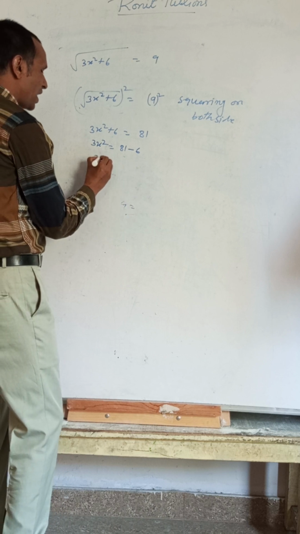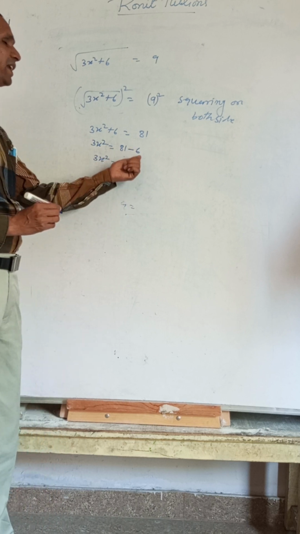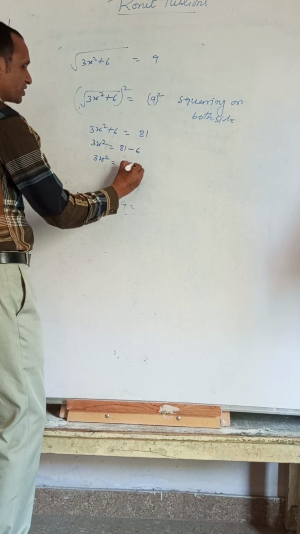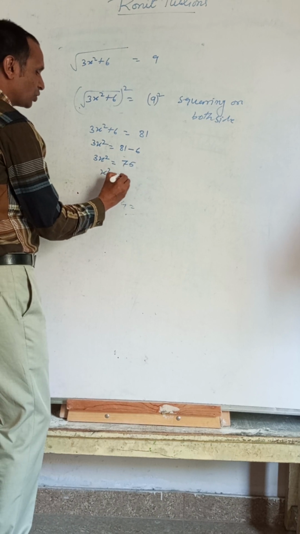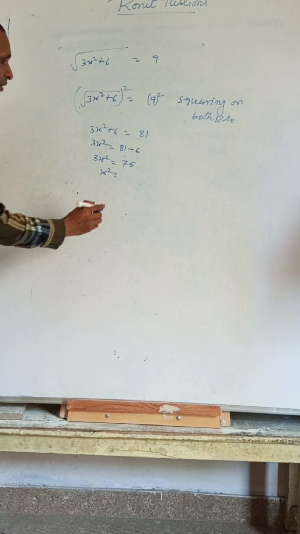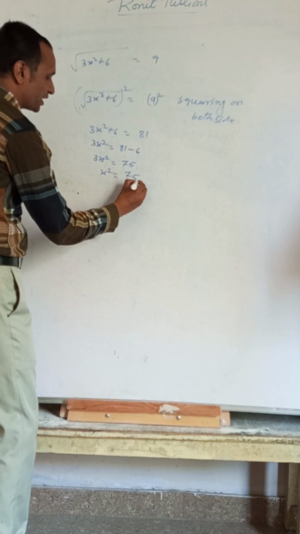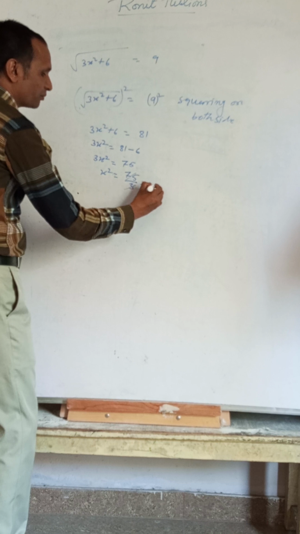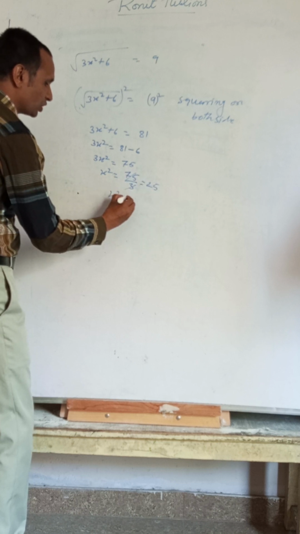Then 3x square is equal to 81 minus 6, which is equal to 75. Then x square is equal to what? This is in the multiplication, so when this side goes, it will become the division. 75 divided by 3 comes to 25. x square is equal to 25.